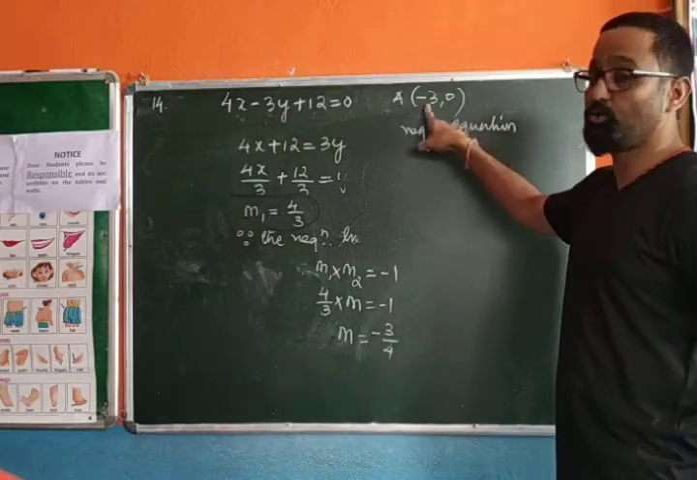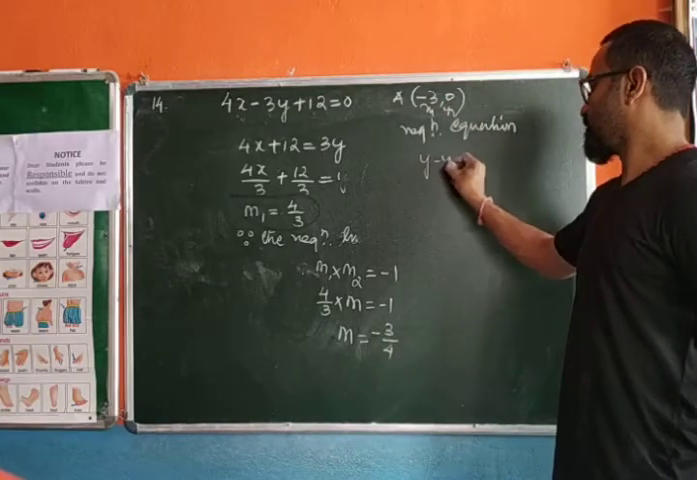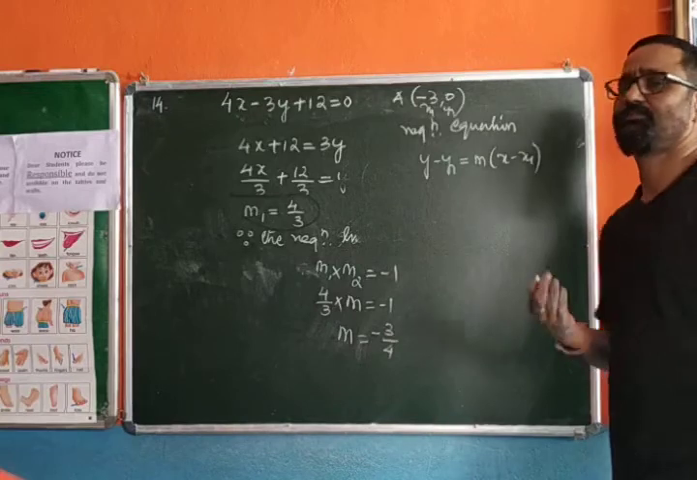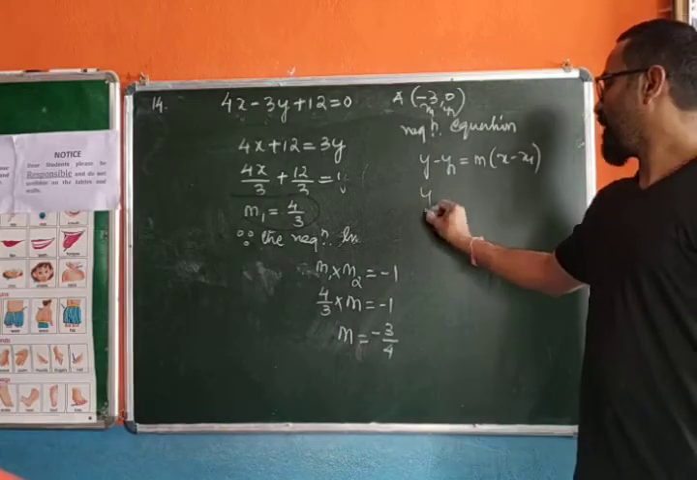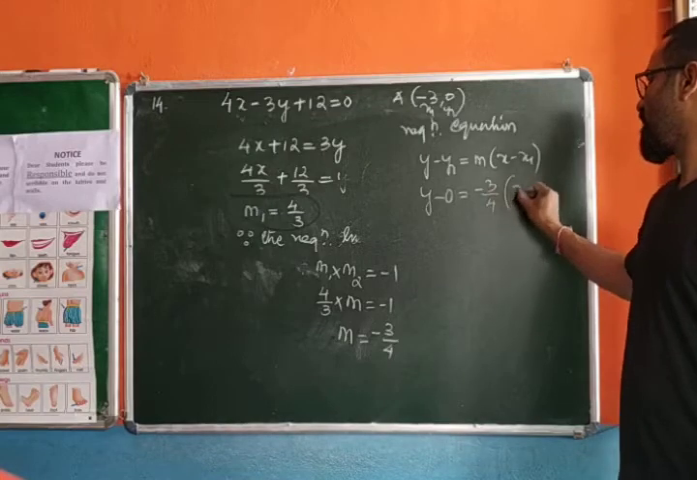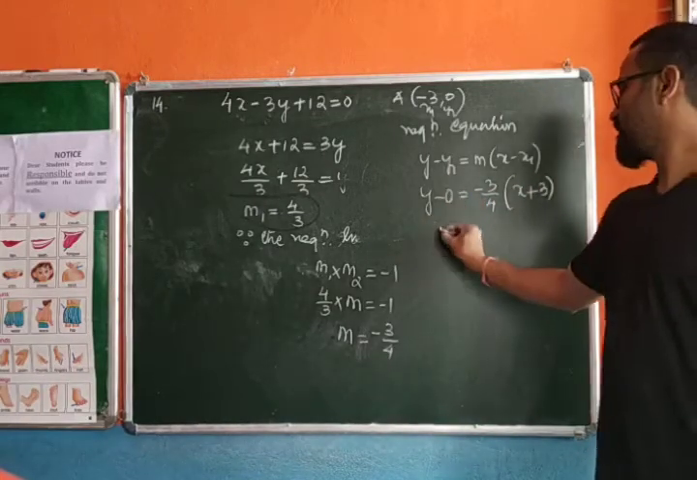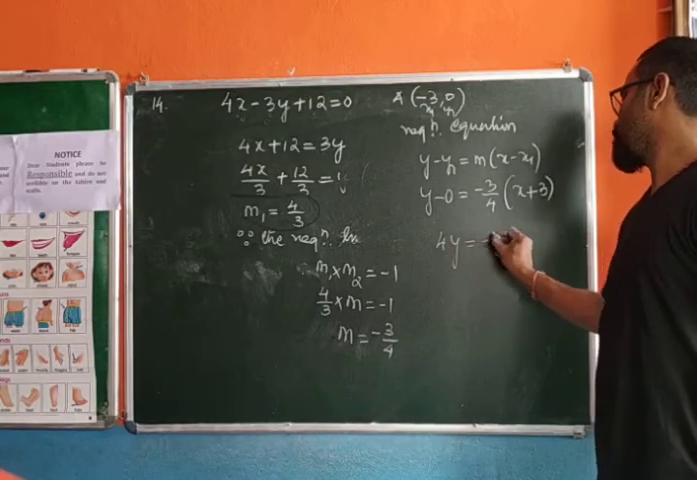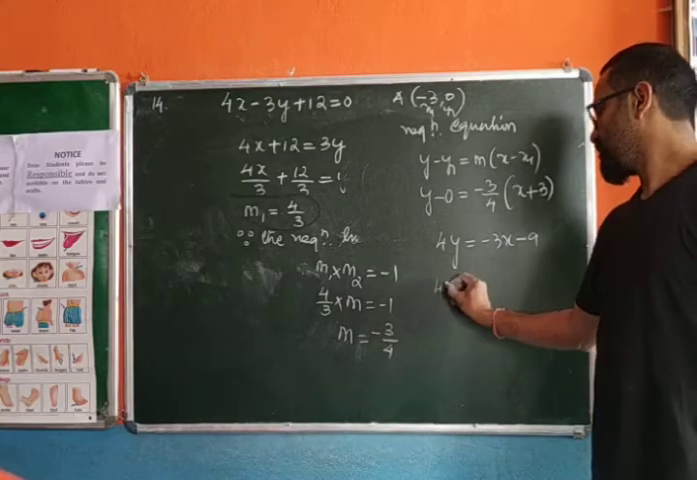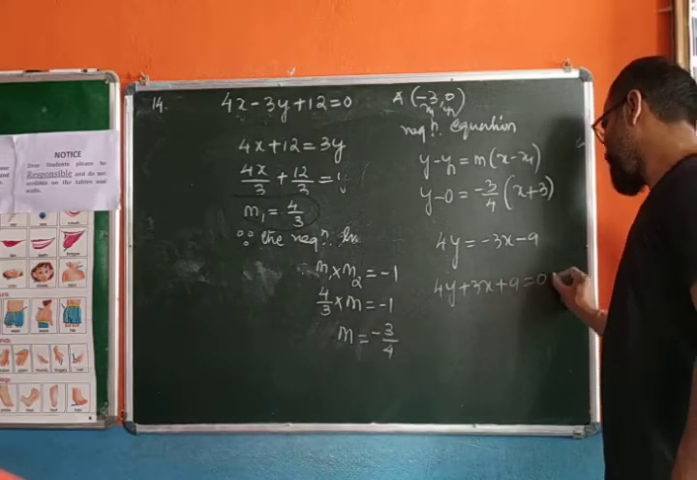The line is passing through A, so x1, y1, y minus y1 equals m bracket x minus x1. Substitute: y minus 0 is equal to minus 3 by 4, x minus into minus is plus 3. Simplify it. 4y is equal to minus 3x minus 9. Arrange it. 4y plus 3x plus 9 equal to 0.